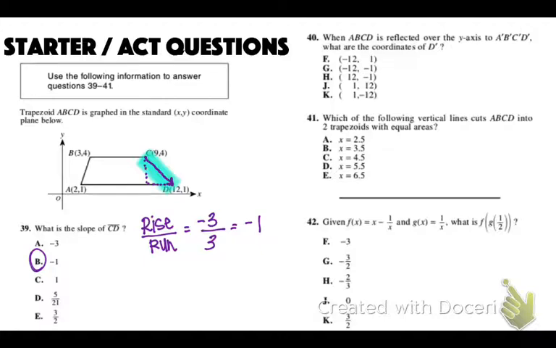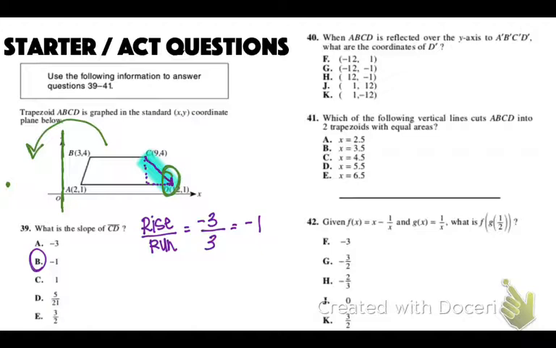Cool? Okay, this one. When ABCD is reflected over the y-axis, that means it's going to reflect over this line right here. So we're just going to flip it this way. We want to know what the D coordinate is going to be. This is going to be over here somewhere, a little bit further, but it'll be off the screen if I draw it.